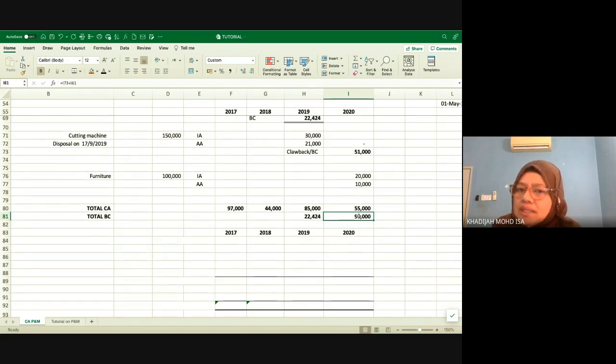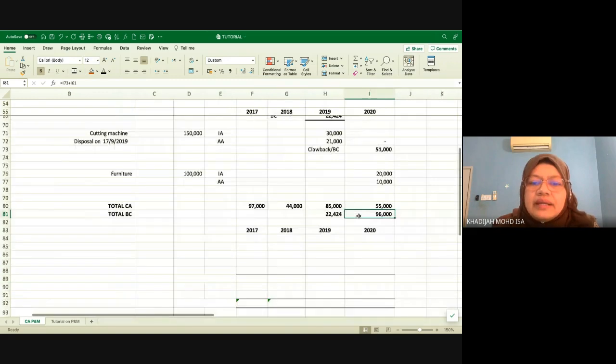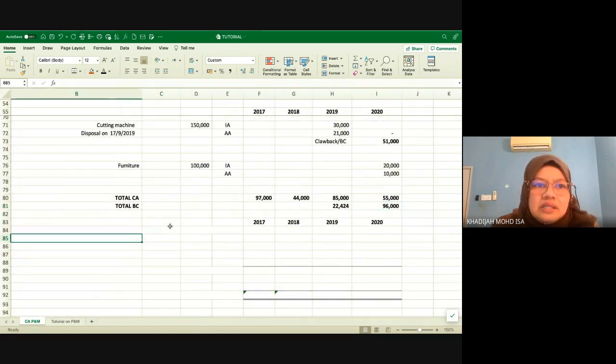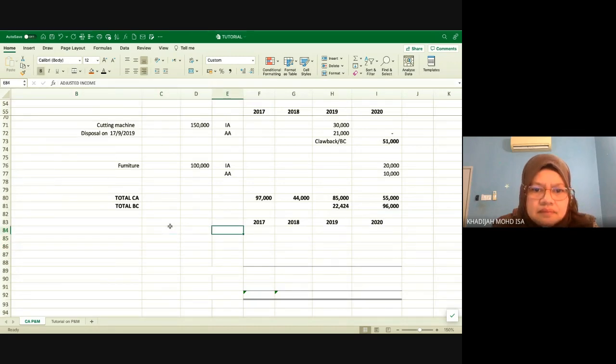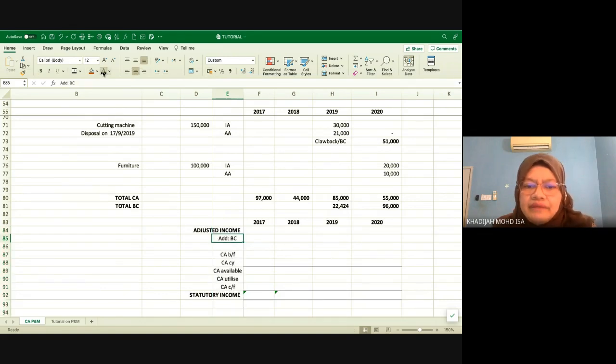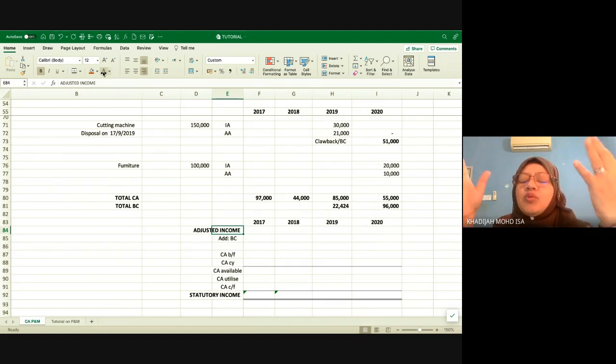So now let's put together all the information where you are given the adjusted income, then you have to compute the statutory income. We have computed the adjusted income before. Okay, I want you to have this format where you have your adjusted income plus balancing charge, then only you have your capital allowance. And that capital allowance is made up of your brought forward plus your current year. Based on these two, you have your CA available, and then you have to decide of all the available CA, how much you are going to utilize for the year, depending on how much is your adjusted income and your balancing charge. Then you decide, is there any more CA available that I can carry forward to next year?